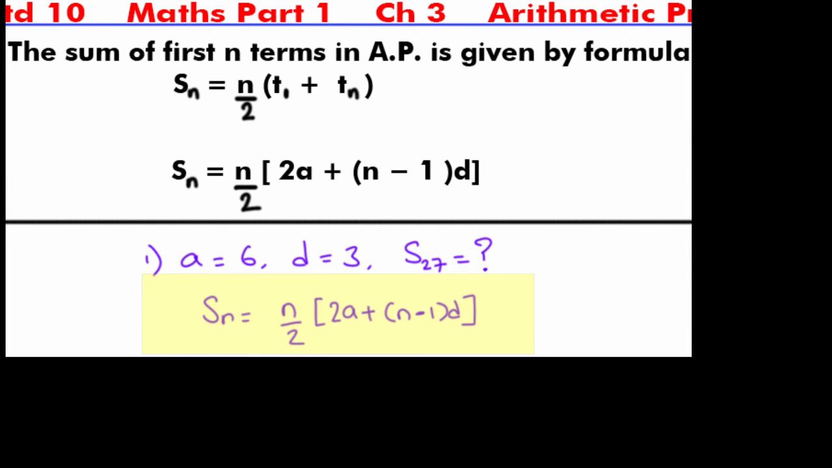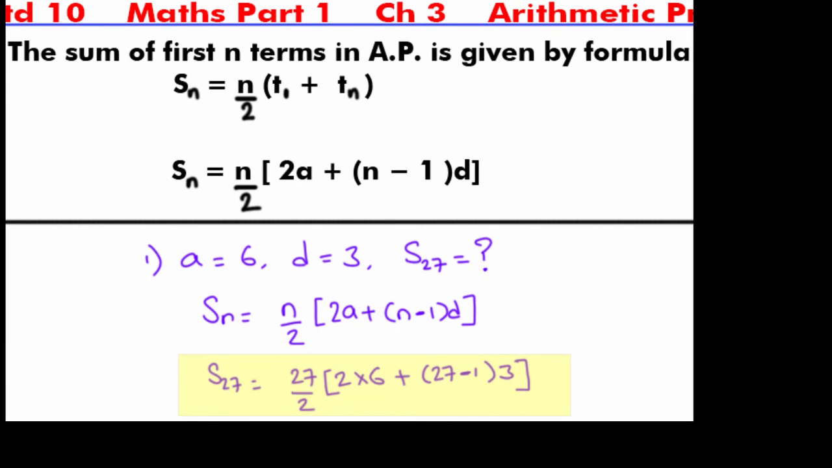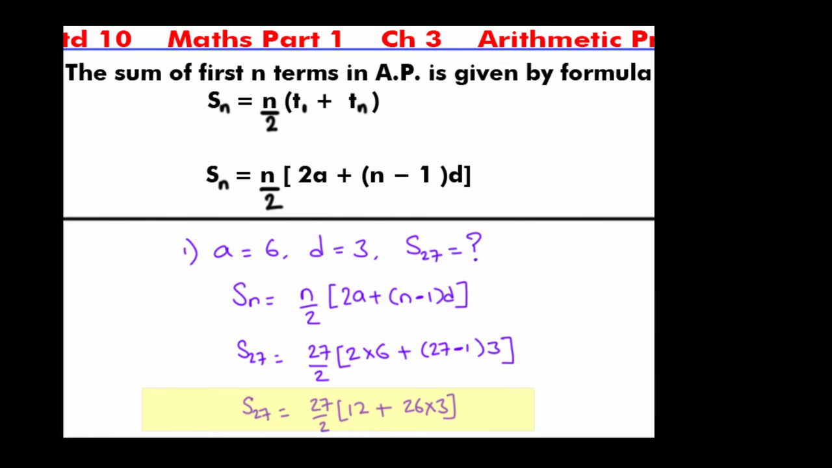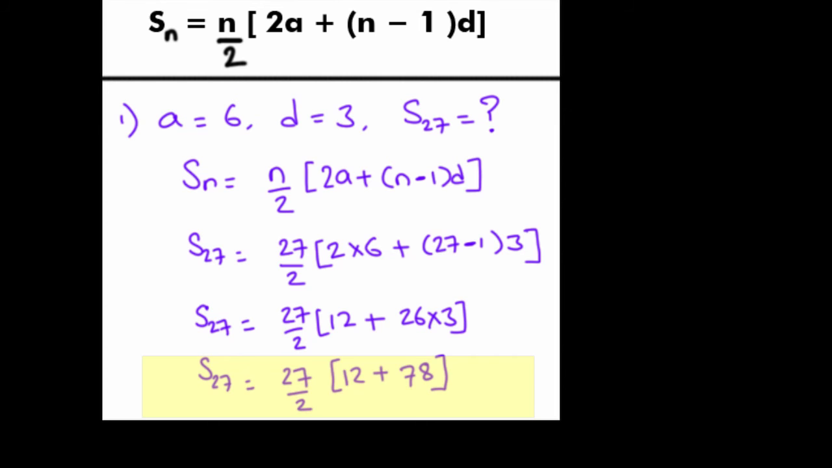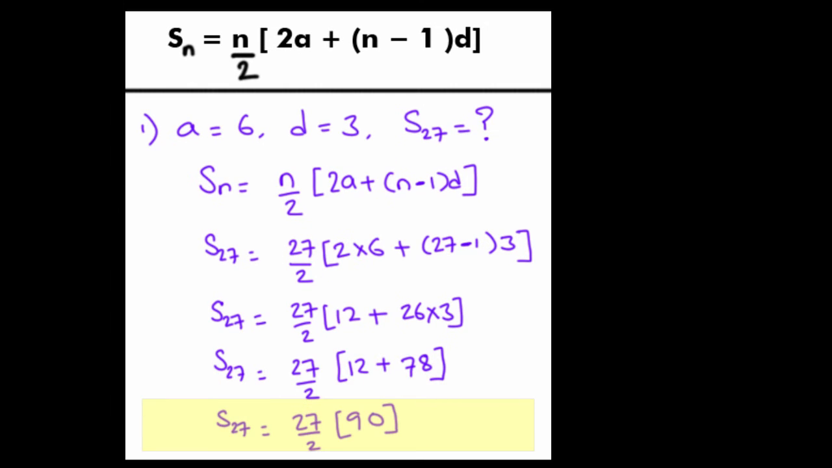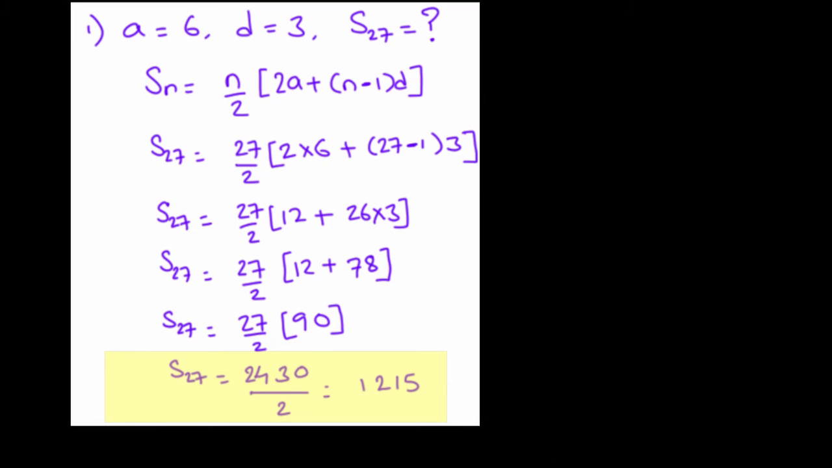Let's use the formula Sn is equal to n upon 2 into 2a plus n minus 1 into D. Substituting, S27 is equal to 27 upon 2 into 2 into 6 plus 27 minus 1 into 3. First we'll multiply 2 into 6, that is 12, and 27 minus 1 will give us 26. Let's now multiply 26 into 3, which will give us 78, and 78 plus 12 will give us 90. I'll multiply 90 with 27 to give us 2430, then dividing by 2 will give us 1215.